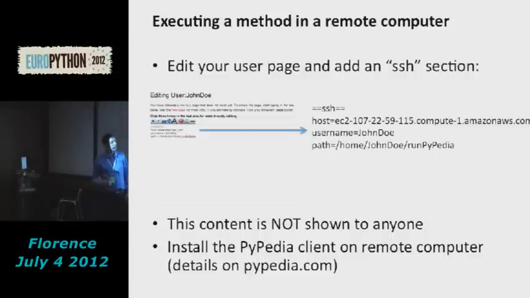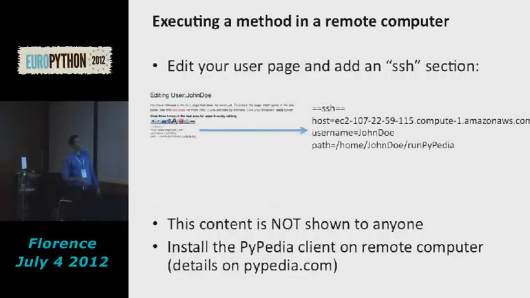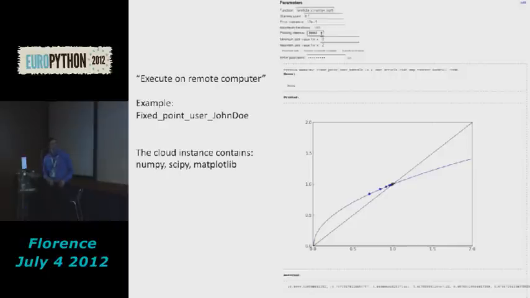So, for example, this one is in Amazon: the host, username and the execution path. Now, this execution environment has your favorite Python libraries, Python environments, and you have configured it the way you like it. And yeah, there is some more in the documentation. So, whenever you log in to Pypedia, these parameters are active. So, whenever you press execute on remote, it's a very tiny button.